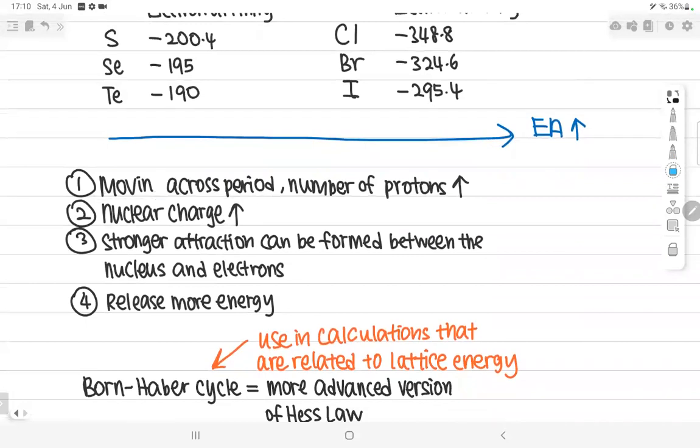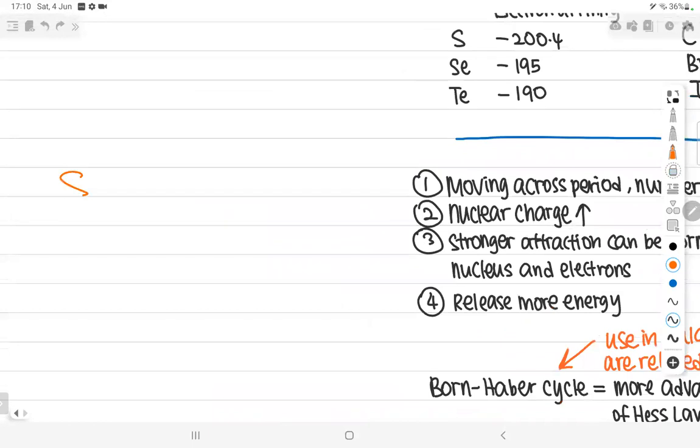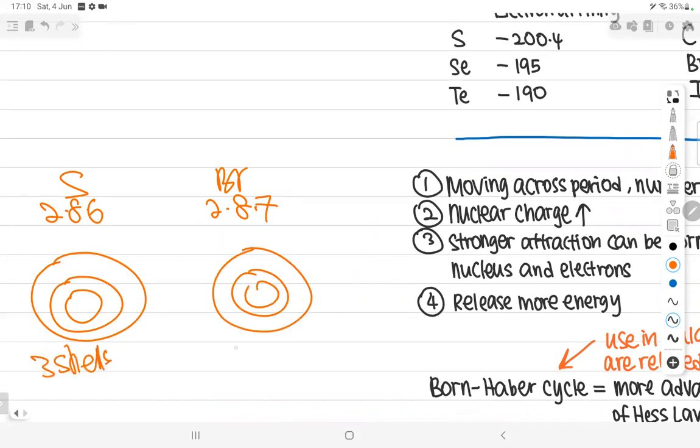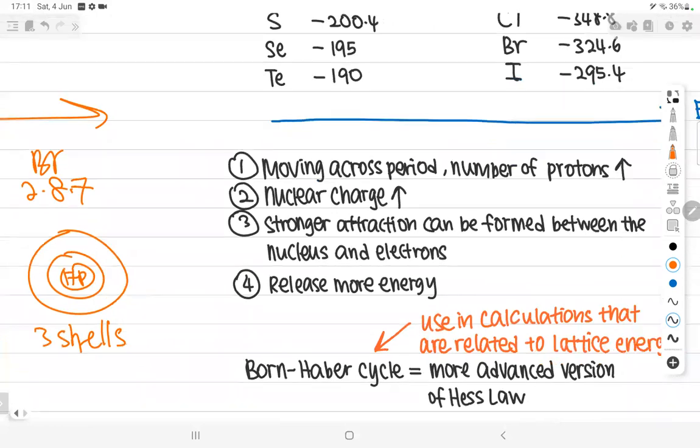Moving across the period, when I go from left to right, there are more and more protons. For example, this is sulfur, 2,8,6. This is chlorine, 2,8,7. They have the same number of shells, three each. Moving across the period, you have more and more protons. Sulfur has a total of 16 protons. Chlorine has 17 protons.